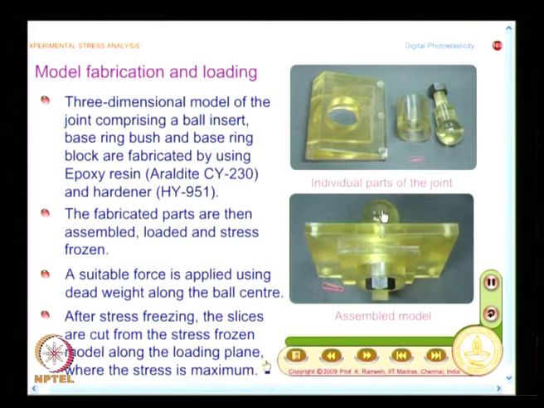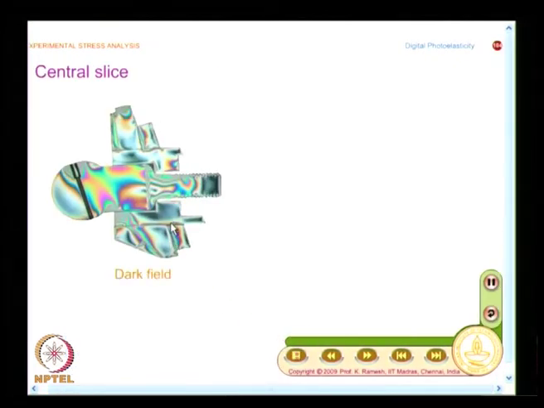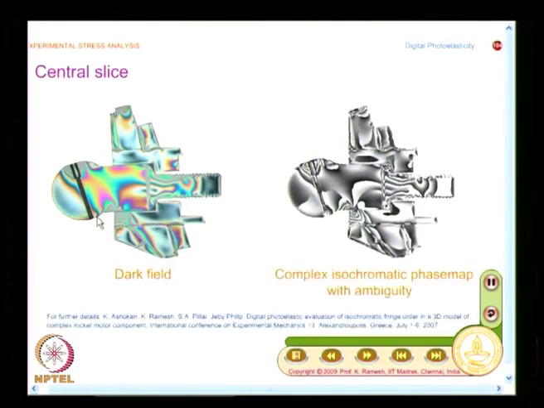The parts are fabricated and then assembled, loaded and stress frozen. For stress freezing, I said you have to apply a dead weight, and that is done. After stress freezing, the slices are cut and the typical slices are shown. This is just to give you a flavor of how a complex geometry has been analyzed, and you will see a beautiful set of fringe patterns. This is the central slice, and what you find here is the ball, this is the bush, and these are the outer plate, and you see the threaded connection.